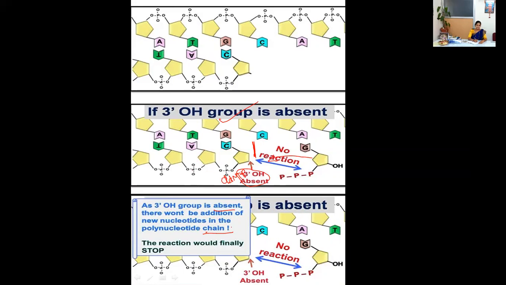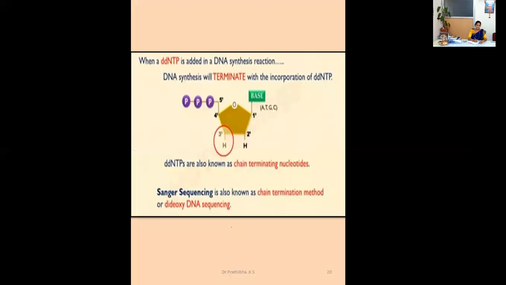Hope you understood the reason the reaction has stopped. Why? Because these dideoxynucleotides are used as triphosphates and can be incorporated in a growing chain, but they terminate synthesis as they cannot form a phosphodiester bond with the next incoming nucleotide. The same thing has happened here: when ddNTP is added in a DNA synthesis reaction, DNA synthesis will terminate with the incorporation of ddNTP.